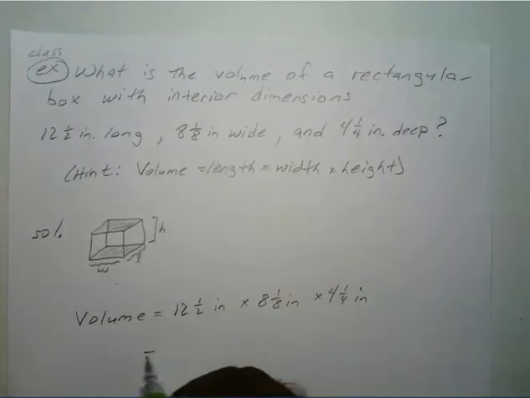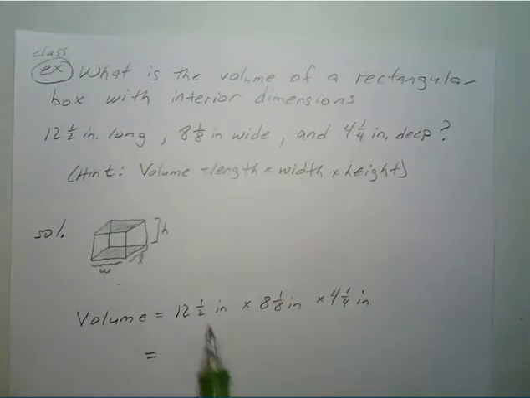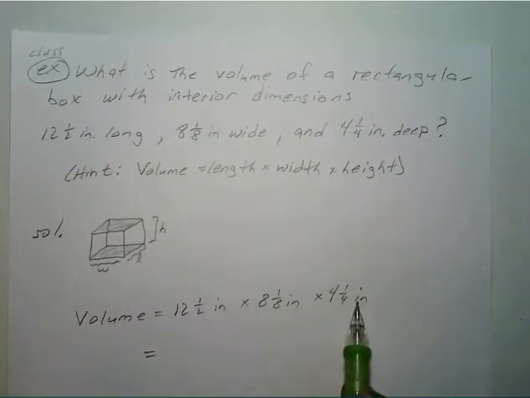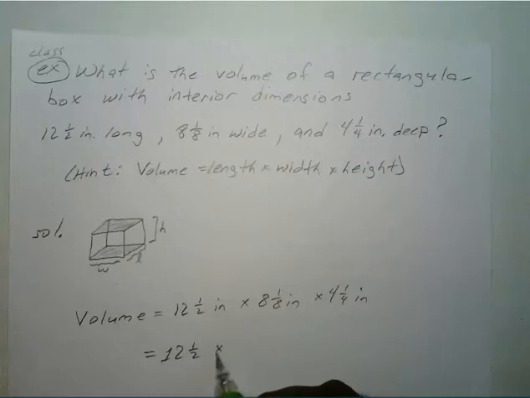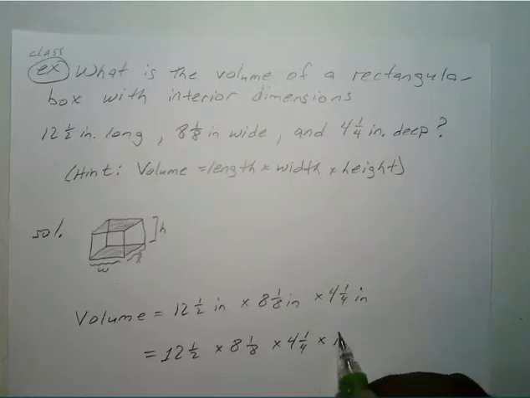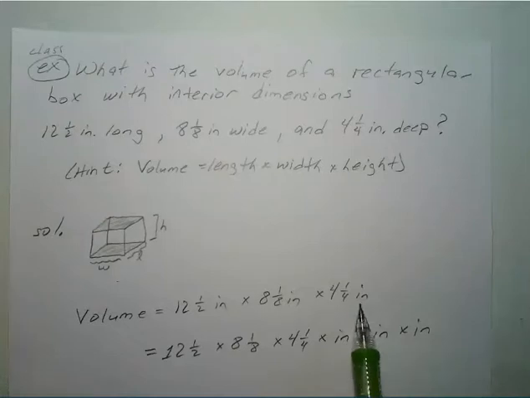If we wanted to, we could take our inch units of measure, because this would be 12 1/2 times 1 inch times 8 1/8 times 1 inch. So we can get all of our inch units of measure and move them over to the right. So we have 12 1/2 times 8 1/8 times 4 1/4 times 1 inch times 1 inch times 1 inch. All we did was get our units of measure and move them over there just to get them out of the way.